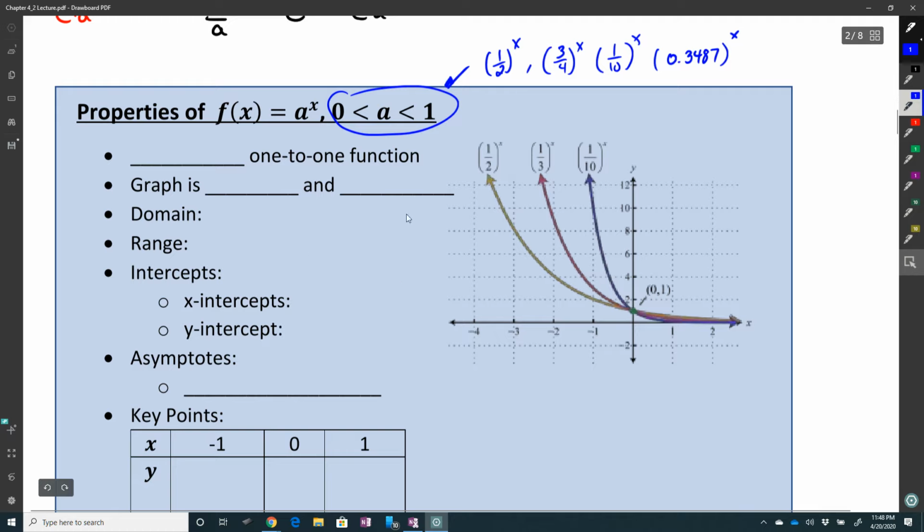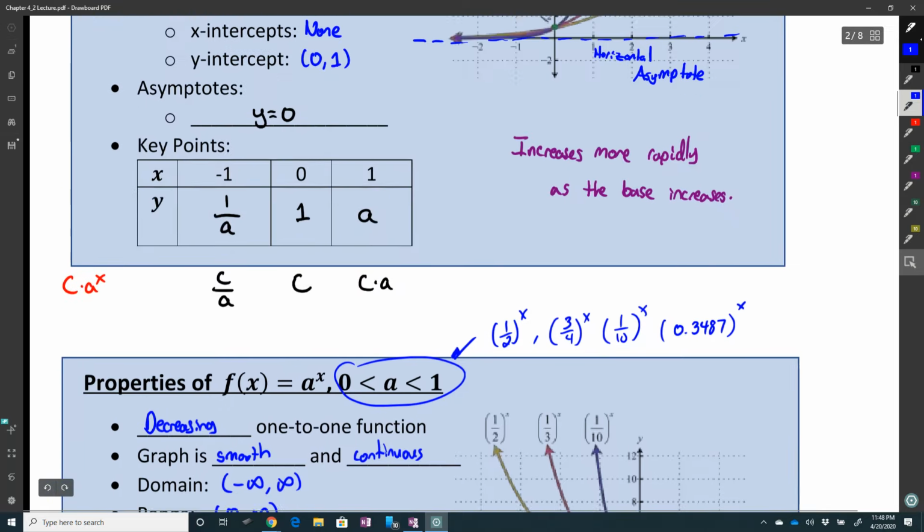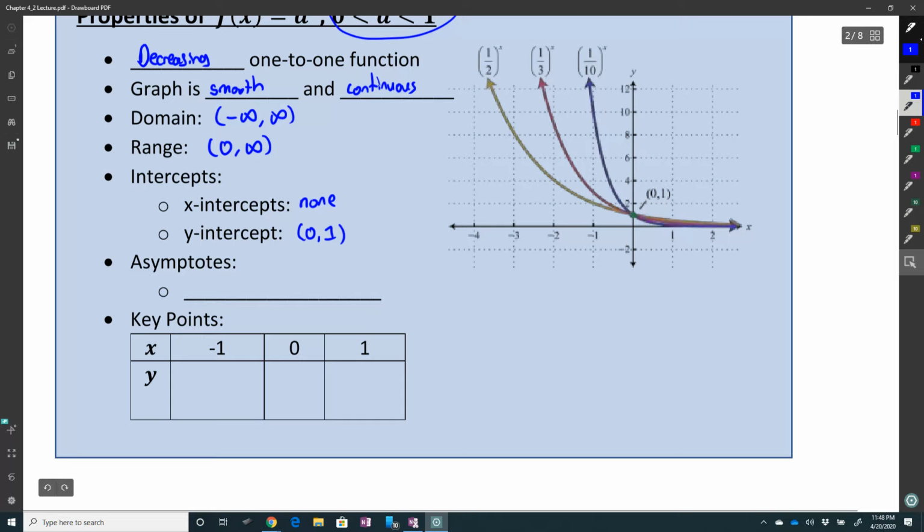Anything where the base is between 0 and 1, we have a decreasing one-to-one function. The graph is still smooth and continuous. The domain is still negative infinity to infinity. The range is still 0 to infinity. The x-intercept is still none. So notice a lot of the information is the same as above. The y-intercept is still going to be 0, 1. Did I put 0, 1 or 1, 0? Yeah, I put 0, 1. The asymptote is still the same, which is y equals 0.